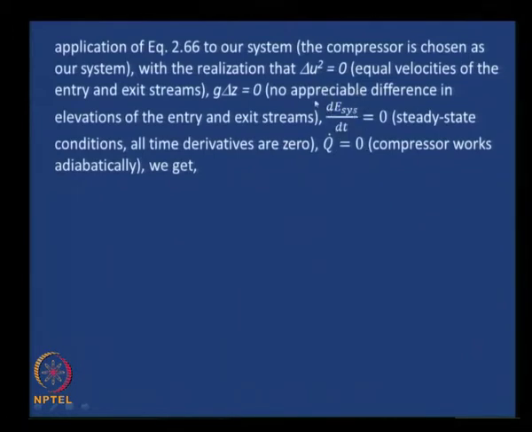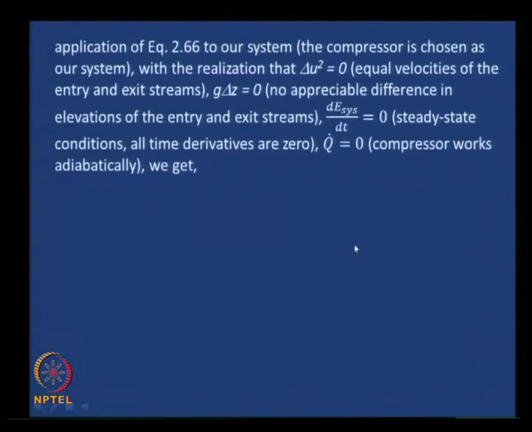The d dt of any quantity in a steady state process can be taken to be 0. That is the definition of a steady state process. There is no variation with time at a particular point. All time derivatives are 0, and q dot equals 0 because the compressor works adiabatically. There is no heat exchange between the compressor and its surroundings. Therefore, q dot equals 0.